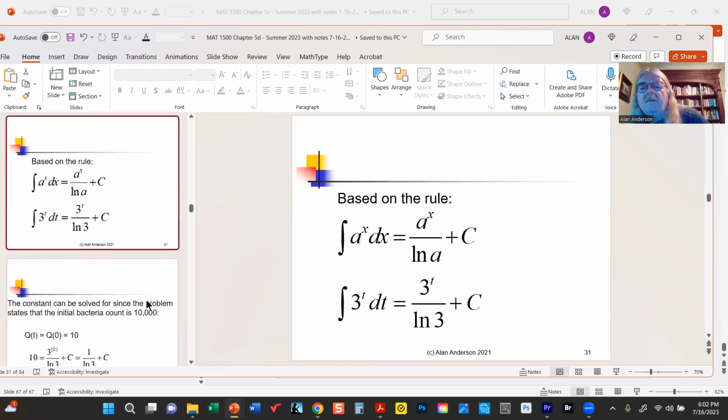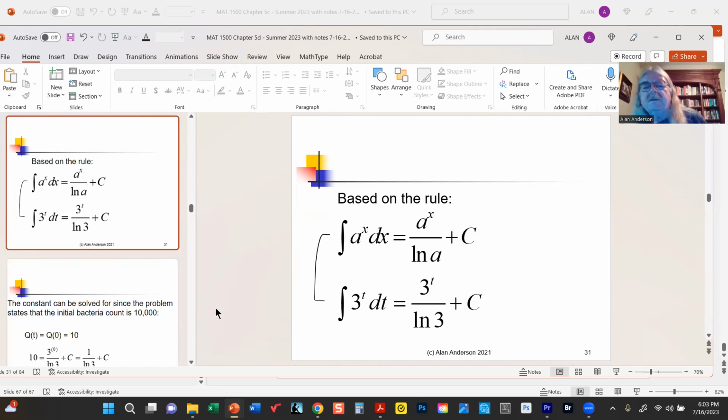All right, now a quick reminder from the rules we saw a few minutes ago. The integral of a to the x dx is a to the x over log a plus c. So because here it's 3 to the t, we're using the same rule, only the variable is t instead of x. So you've got 3 to the t over log 3 plus c.